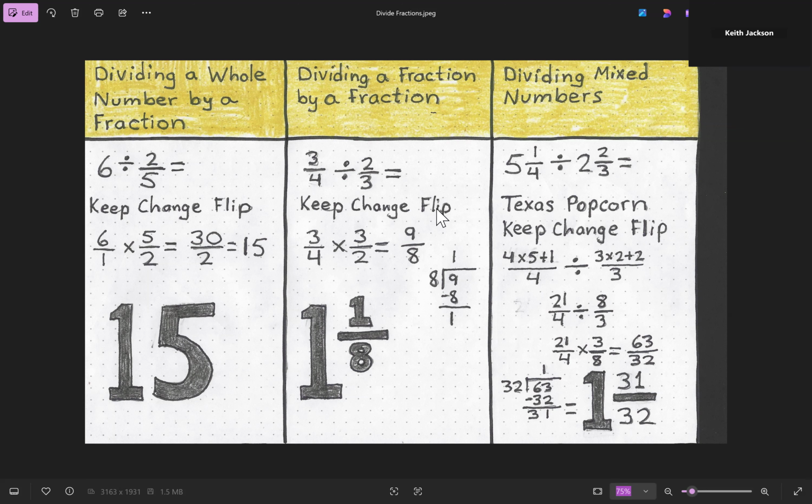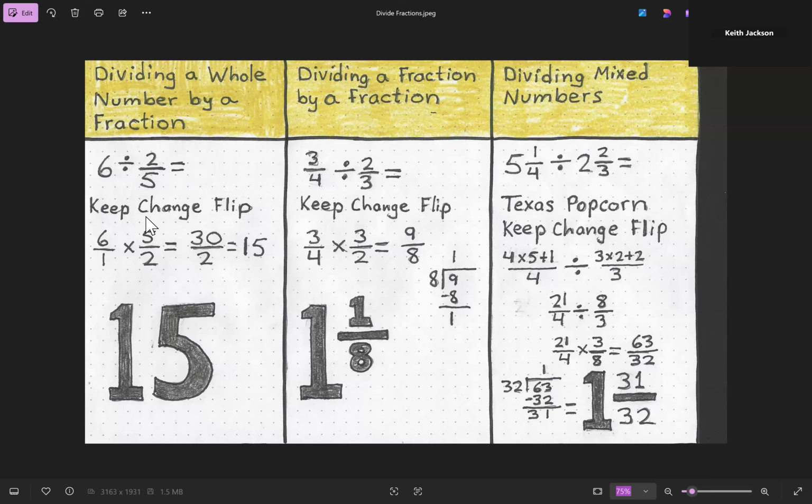And here's what you're going to do. This is the theme of dividing fractions. It is called keep, change, flip. So we're going to keep the 6 as is, or in fact, we're just going to write it over 1 because a whole number is really over 1 after all. Then we're going to change the division sign to multiplication, and then we're going to flip 2/5 and make that 5/2, as you see right here.